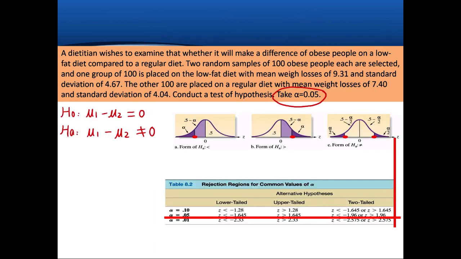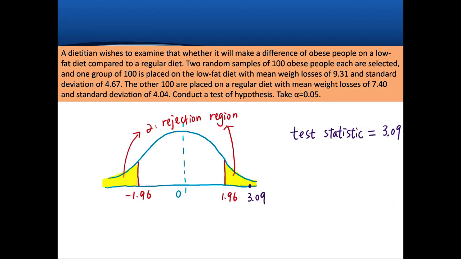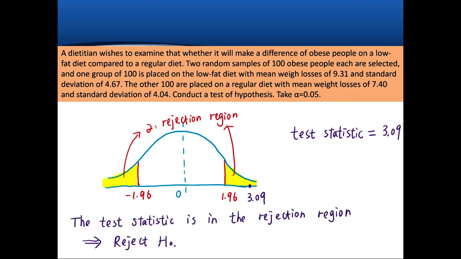So the first one, we need to find out the critical values for the rejection region. And because it is a not equal case, it will be a two-tailed problem. And alpha is given as 0.05. So the critical values are negative 1.96 and 1.96. So that is the rejection region. And next, we need to see whether the test statistic is in the rejection region or not. The test statistic is 3.09, so it is in the rejection region. Our decision is reject H0. So this is method 1.